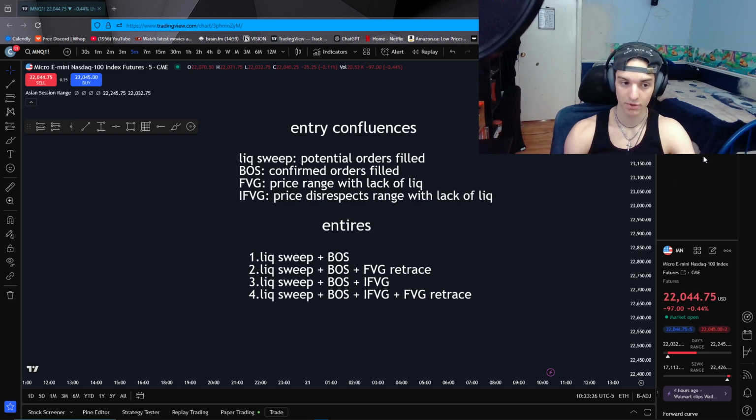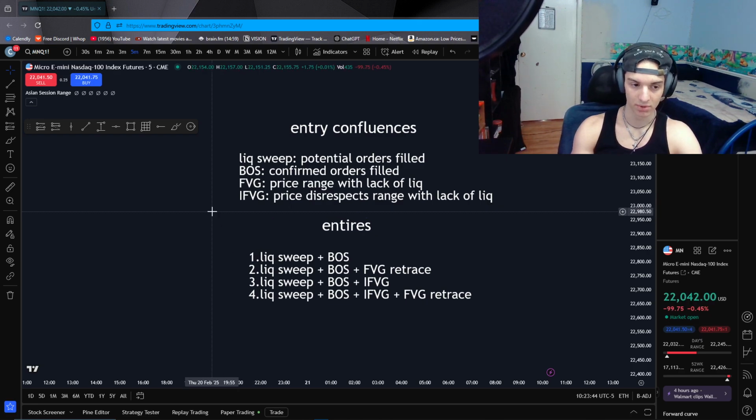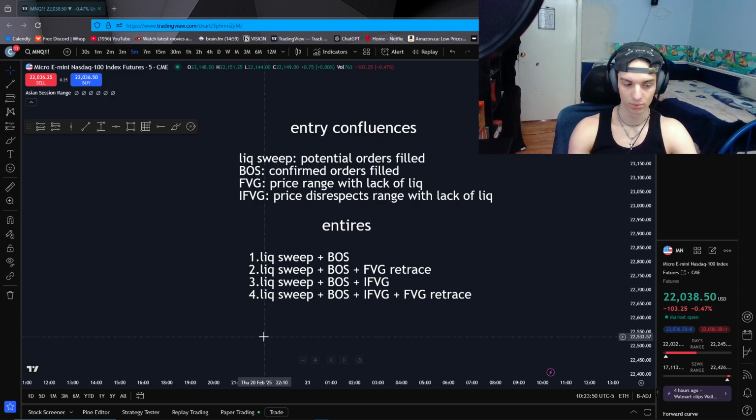So a little recap. We have our confluences. Liquidity sweep gives us potential for orders to be filled. Break of structure confirms orders were filled. Fair value gap is a price range with lack of liquidity. Inverse fair value gap is when price disrespects that range with lack of liquidity. And then we will use our confluences like this.